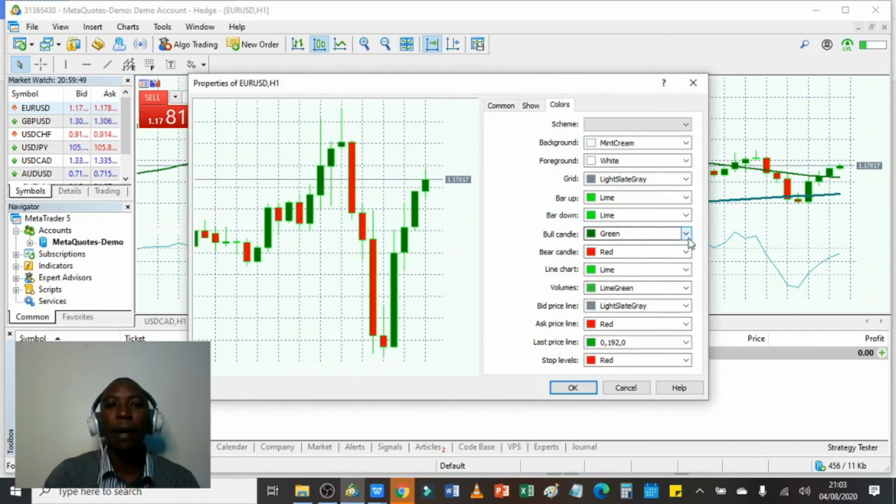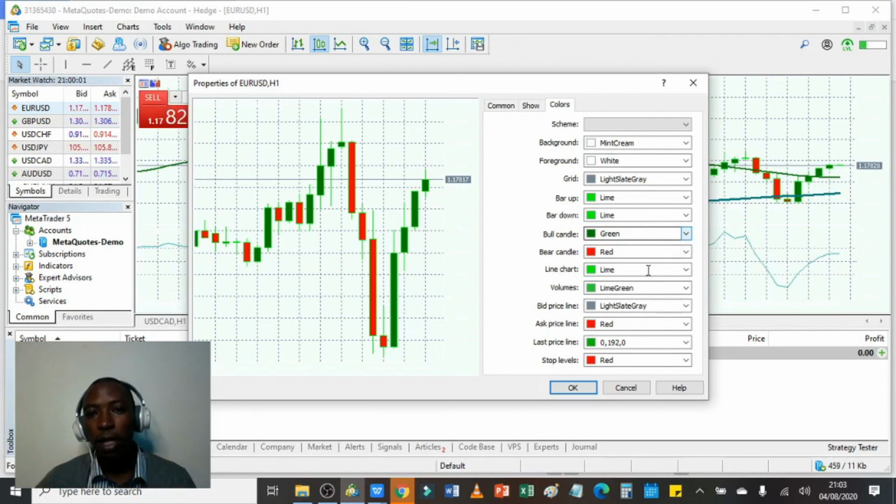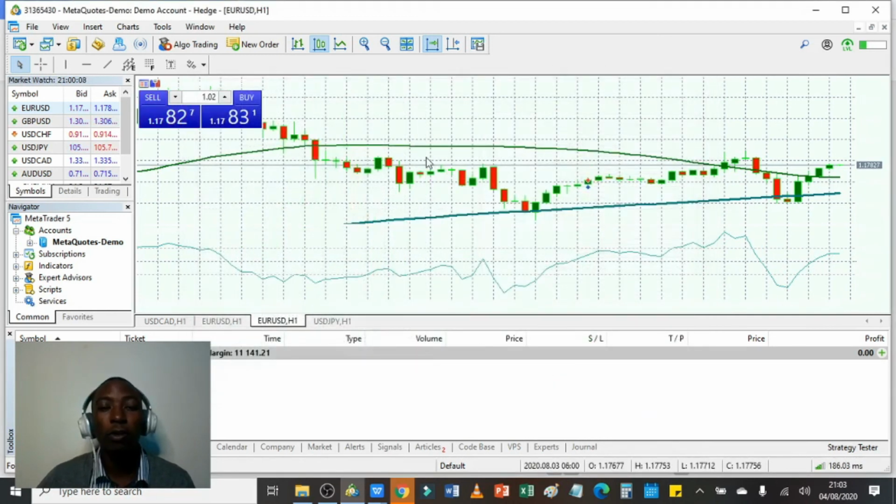I prefer my bear candles being red to indicate that I'm shorting or the market is dropping, and the bull candle to be green to indicate that the market is going up. You can customize the color, you can even customize the background and much more. That is how you can change the color of your candlestick patterns.